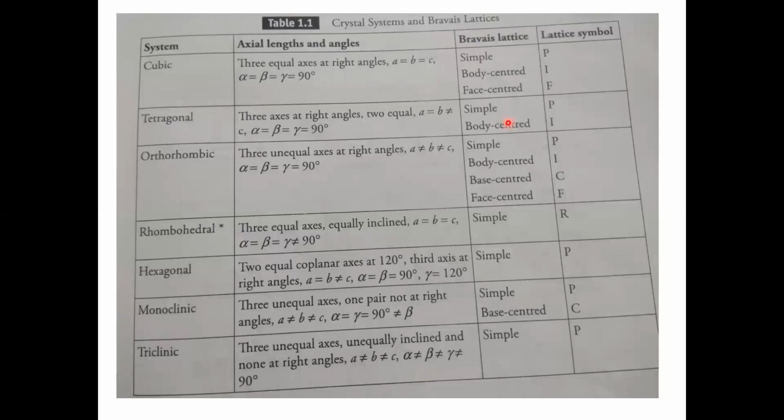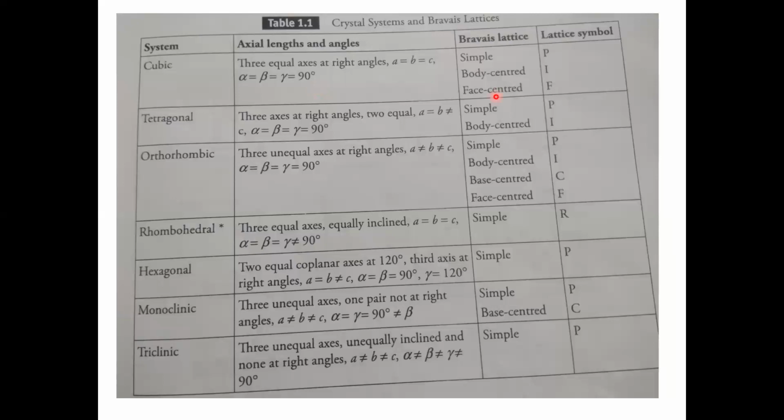Then what are Bravais lattices? There are a total of 14 Bravais lattices. For the cubic system, yesterday we learned the relation: A is equal to B is equal to C, and alpha, beta, gamma is 90 degrees. This cubic crystal system has three types: simple cubic, body centered cubic, and face centered cubic. These are the three Bravais lattices of the cubic system.